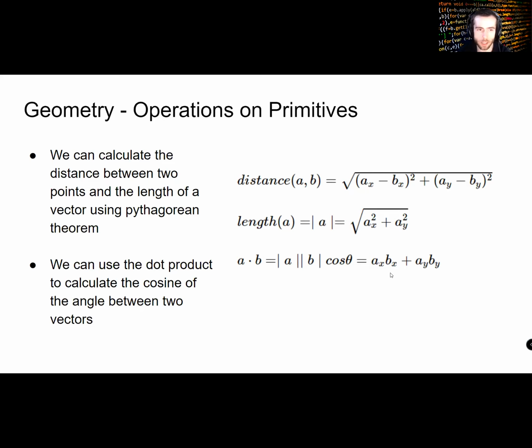And oftentimes we'll want to normalize a vector. Normalizing a vector just means dividing it by its own length. It'll make the vector a unit length, so the length is 1.